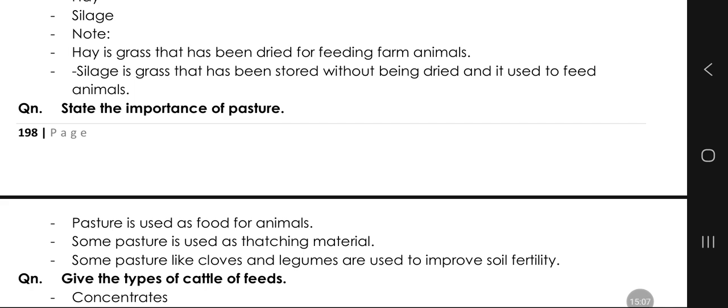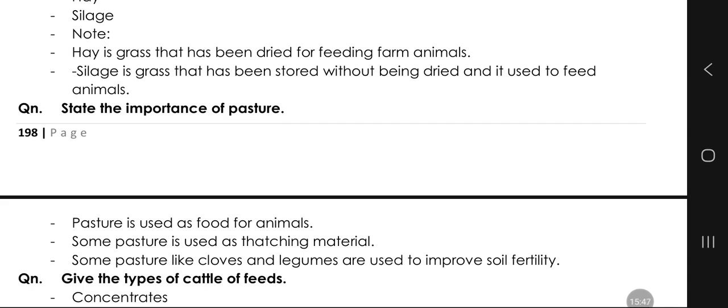That is one. Two, some pasture is used as thatching material. Third one, some pasture like cloves and legumes are used to improve soil fertility. So it depends on the way the question was asked. If they said the importance of pasture to animals, you say pasture is used as food for animals. But if they just said the importance of pasture, just give all of them. Pasture is used for thatching material. That one means tukozesa omuddo ogwo okukola ki, okusereka oba okuzimba. Okay, that is what we call some pasture being used as a thatching material.